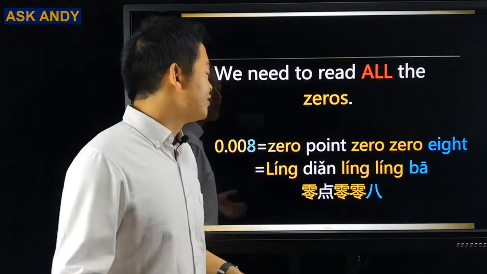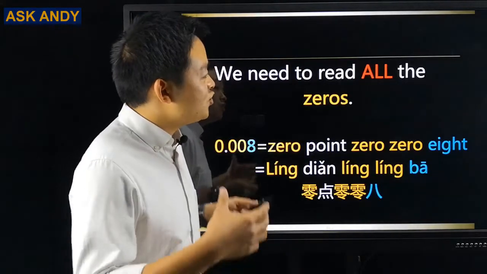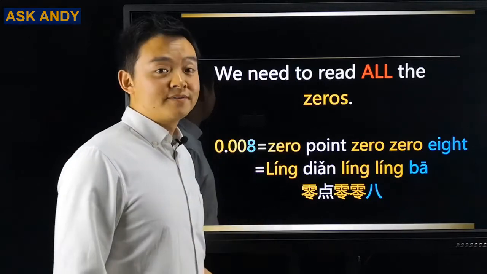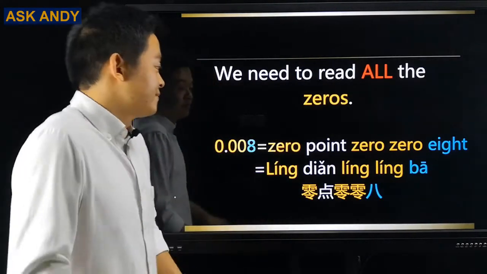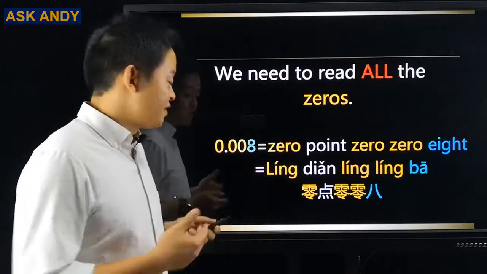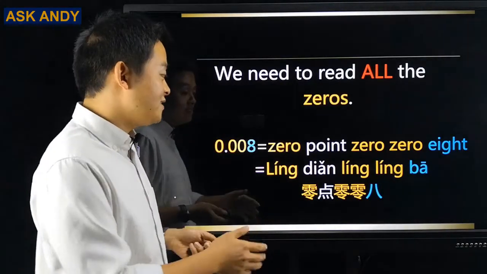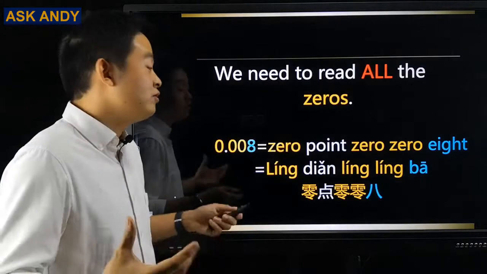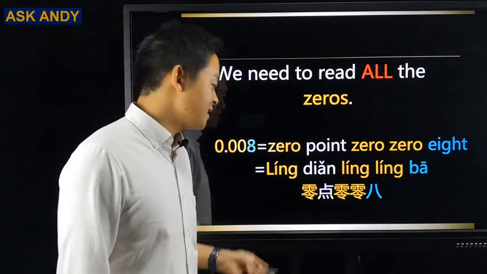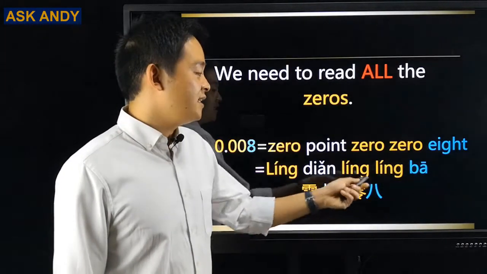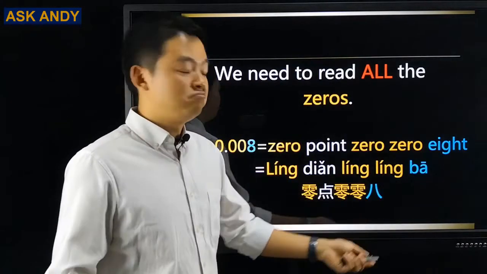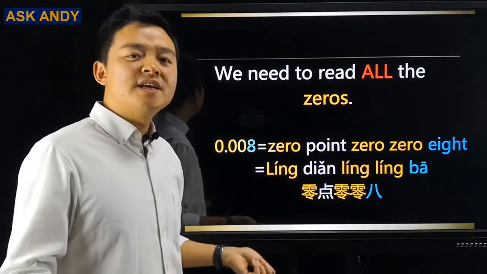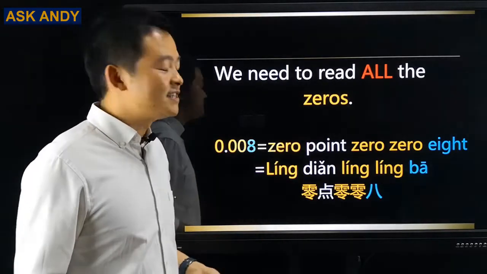Here is the point for you to remember. We need to read all the zeros in decimals. For example, this one, 0.008. We need to read all those zeros. So that is 0.008. That's it. When it's the same in Chinese, you're going to find it easy.